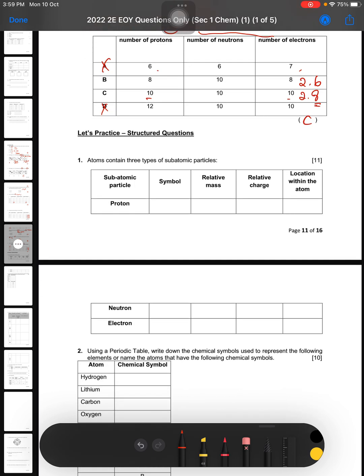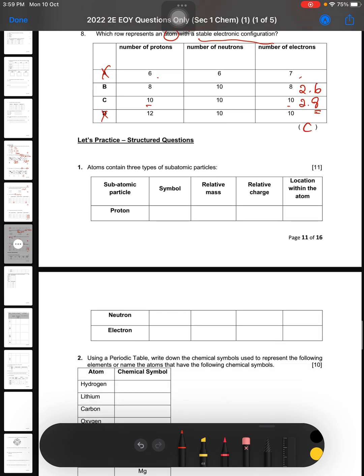Let's move on to the structured questions. So we'll probably stop at the MCQ, right? So from here on, I think we'll be warmed up enough to do all the questions together.